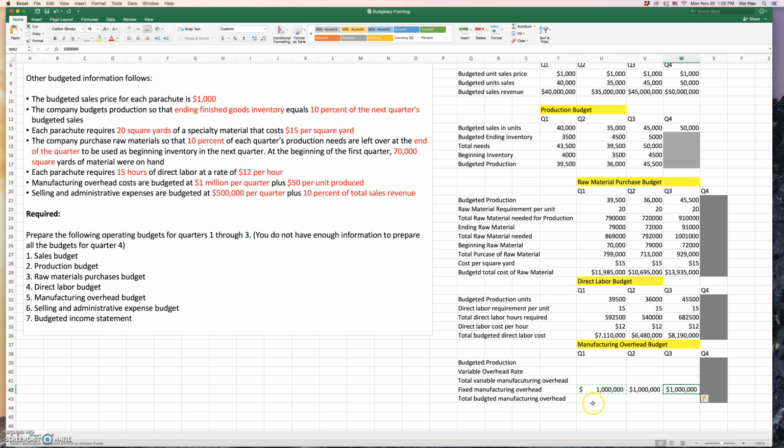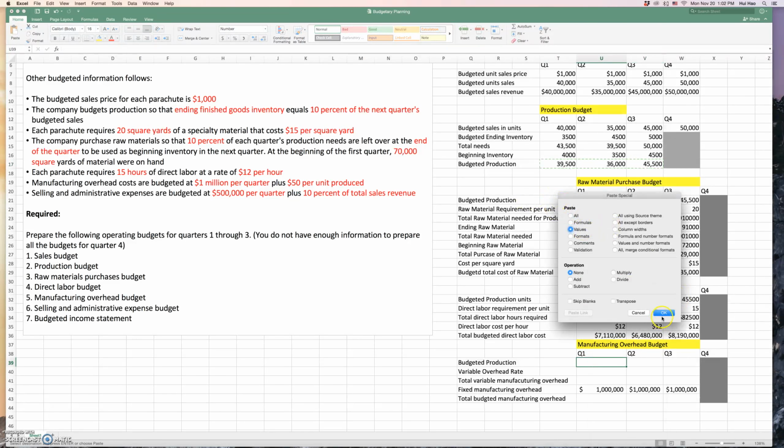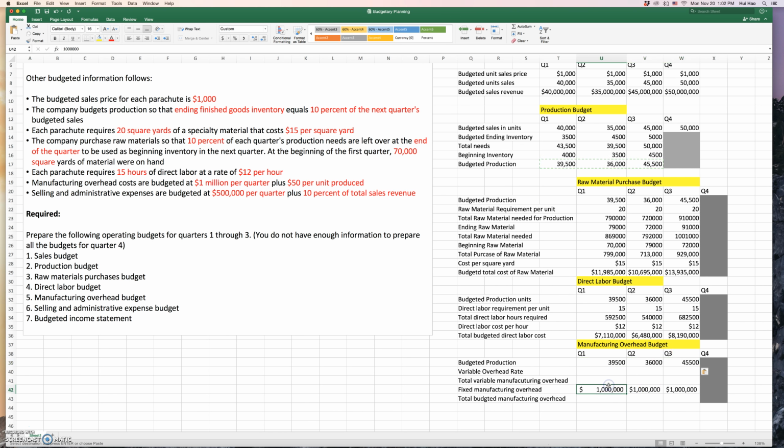$1 million for every quarter. And budget production, we can get numbers here. Show values. Okay, and overhead rate is $50 per unit.